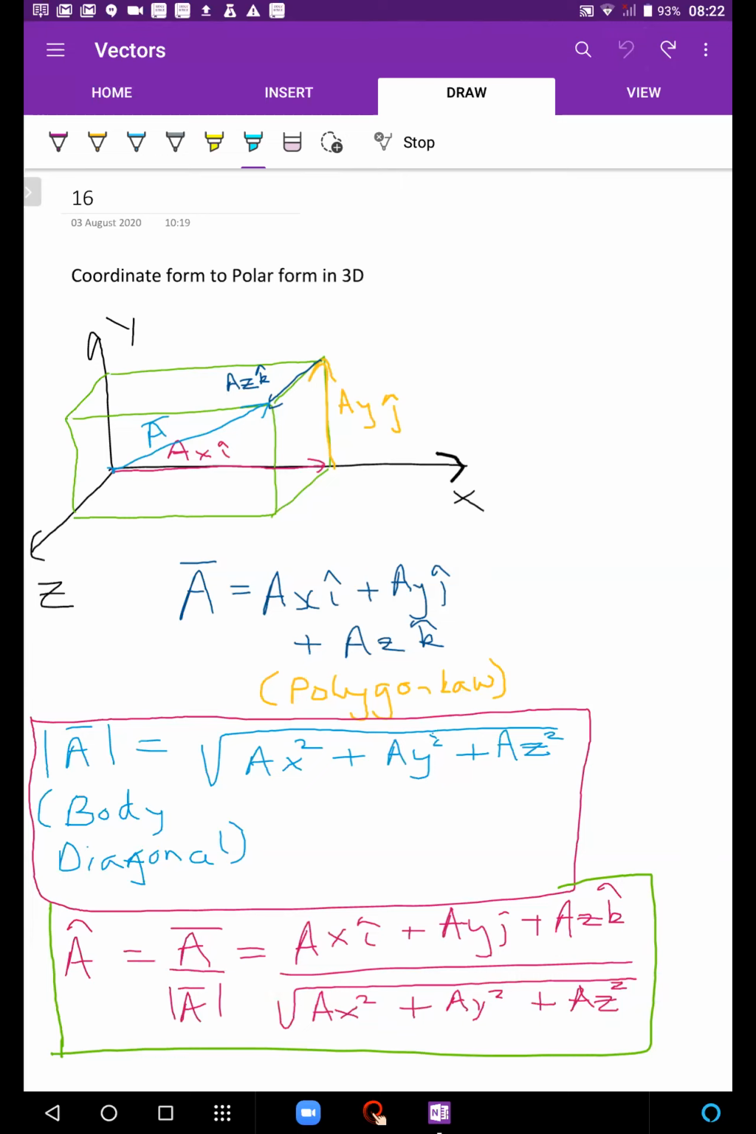What will remain will be a vector of magnitude 1 along the same direction of A bar. So if A bar happened to be 3 Newton along this direction, after dividing by 3 Newton, you'll be left with 1 along that direction. So that's why we divide by the magnitude of the vector. So the magnitude is taken out and we are left with the direction, or a unit vector along that direction.